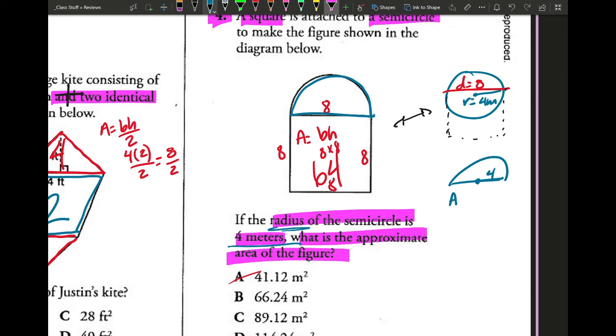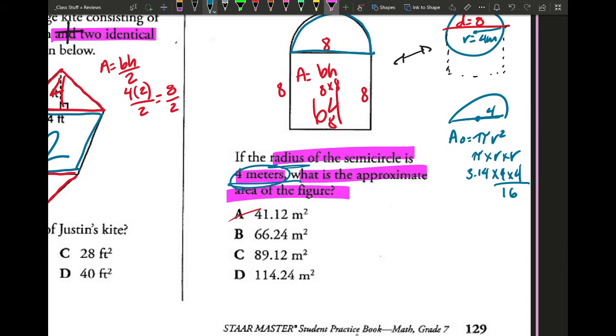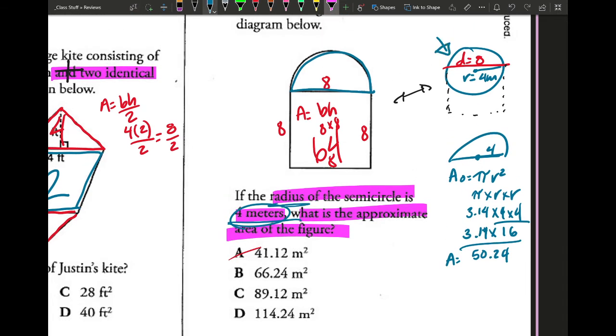The formula for the area of the whole circle is pi r squared, or pi times radius times radius. The radius is 4 meters, so it's 3.14 times 4 times 4. When you multiply those two, you get 16 times 3.14. And when you multiply those two, you get how much? 50.24. Now this right here is the area for the whole circle.